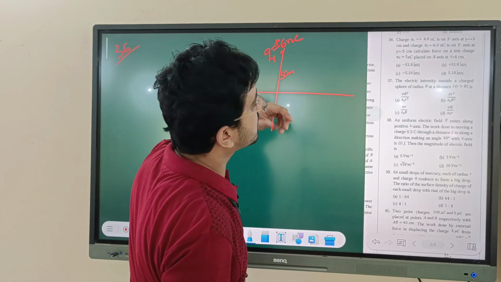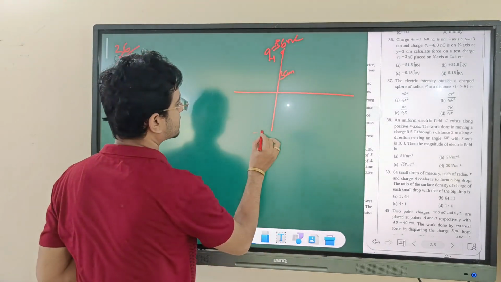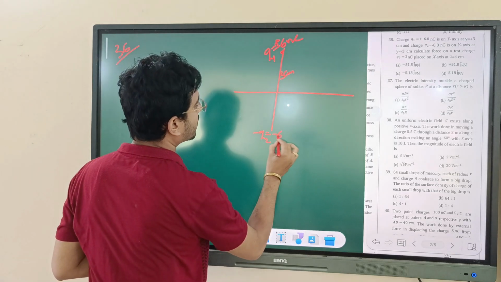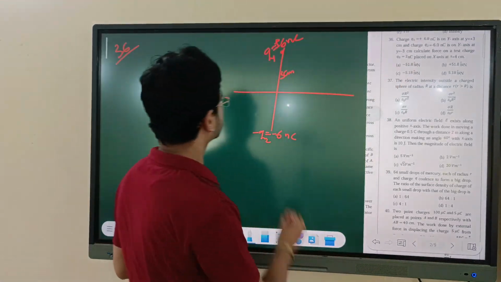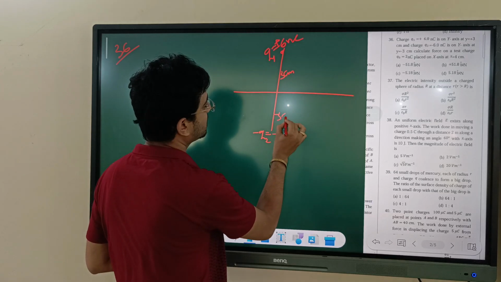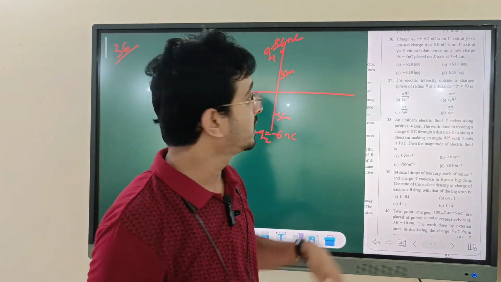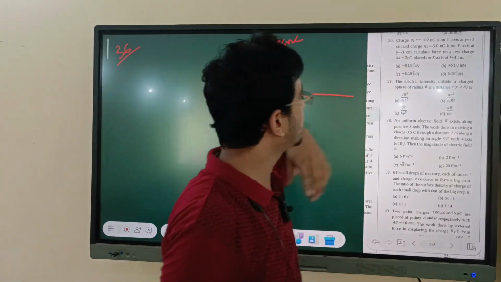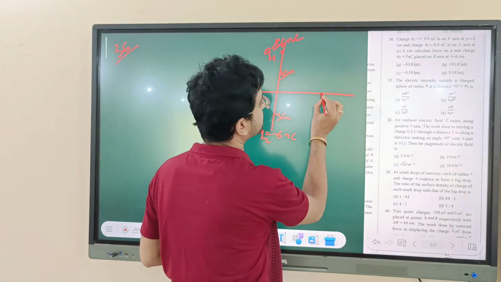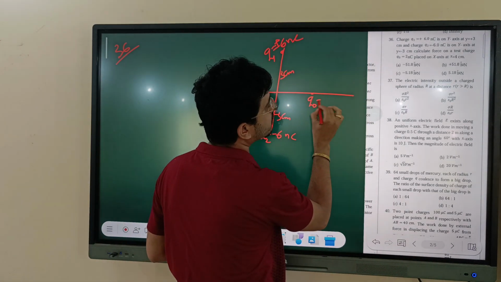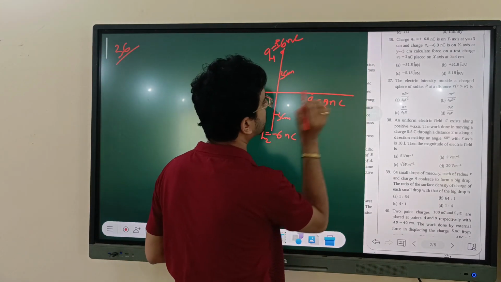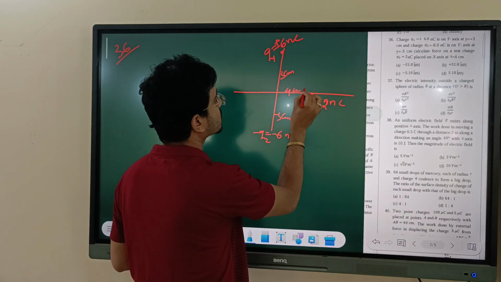And charge Q2 is equal to minus 6 nanocoulomb. It is placed at minus 3 centimeter, so this distance is minus 3 centimeter. And another charge, Q0, is placed on the x-axis at positive x. This is the position of Q0, which is given as 2 nanocoulomb, and this distance is 4 centimeter.